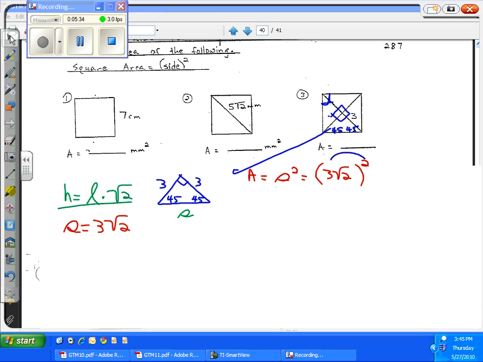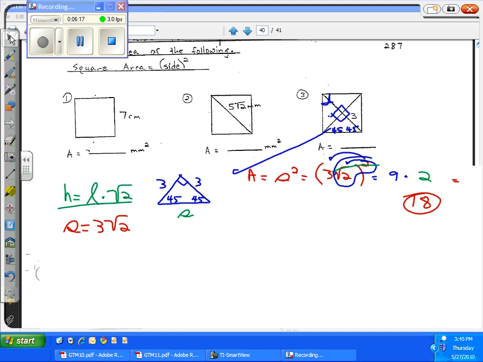We have an exponent on a parenthesis, so we check for a distributive. So what we're going to have is 3 squared, which is 9, times square root 2 squared. Square root 2 squared. In that situation, the square cancels the square root and you get a 2. So we have 3 squared, square root of 2 squared. 3 squared is 9, square root of 2 squared is 2. 9 times 2 is 18. And so the area is 18. Any questions on number 3?